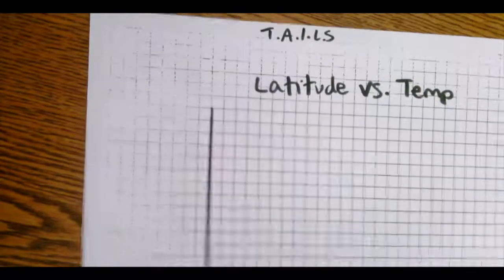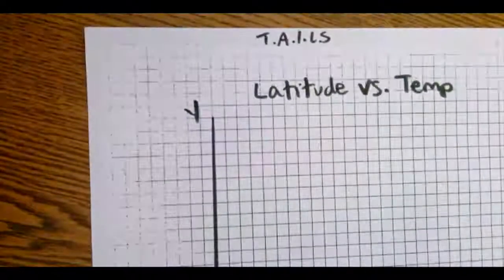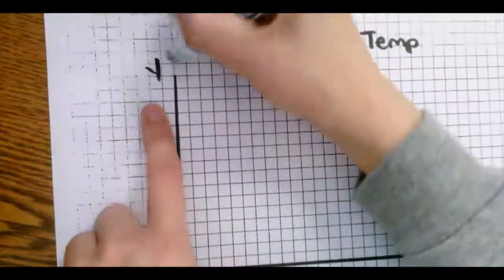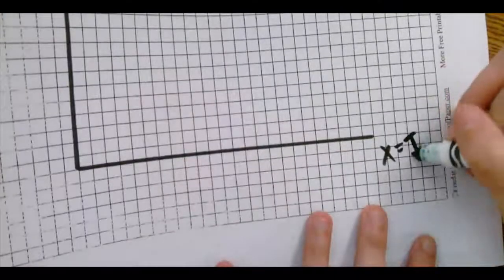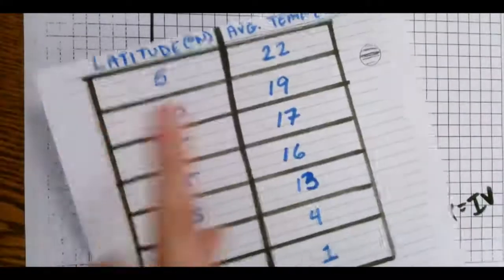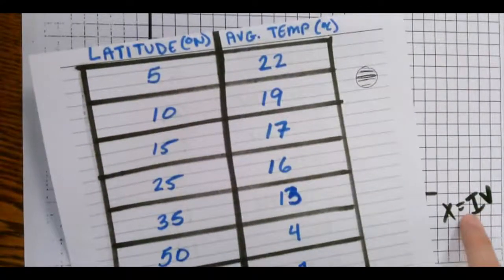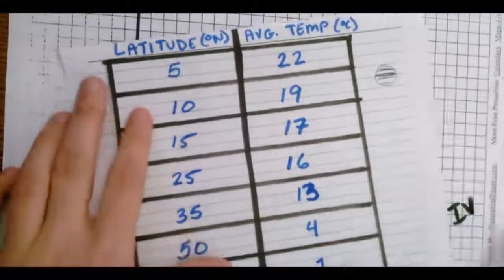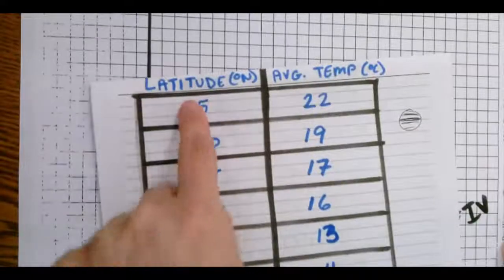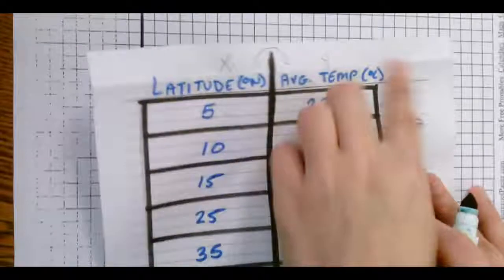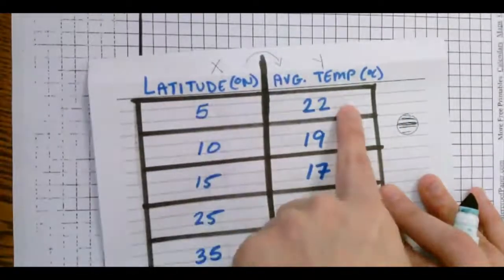Okay, I'm going to label it first. So here's my y-axis, here's my x-axis. Remember that the y-axis is the dependent variable. I'm going to write DV for dependent variable. X is the independent variable, or IV. So you look at your data and you say, okay, what is the thing that is independent, and what is the thing that's being changed by that, or the dependent? So does the latitude change the temperature, or does the temperature change the latitude? And the answer is the latitude changes the temperature.